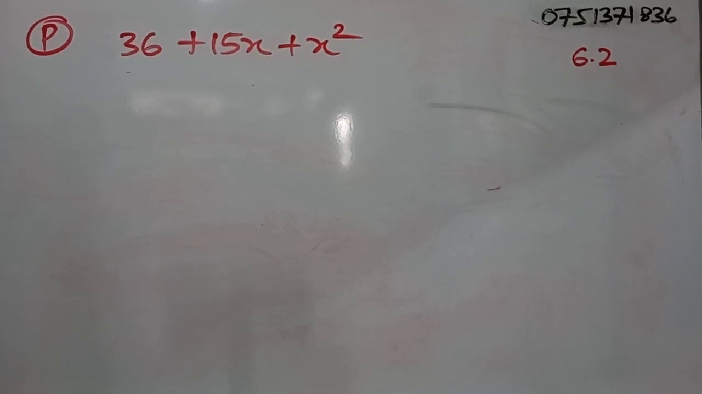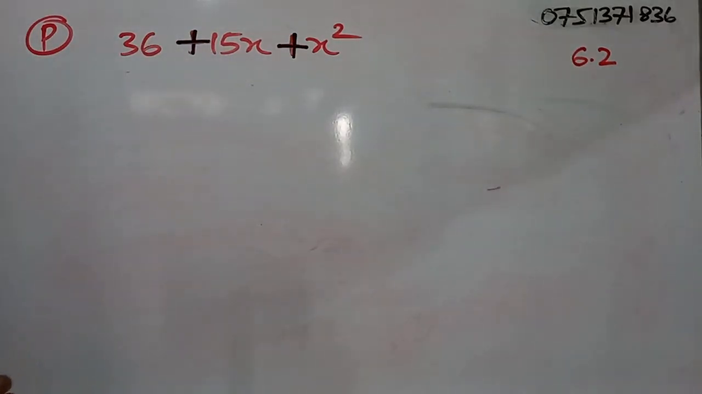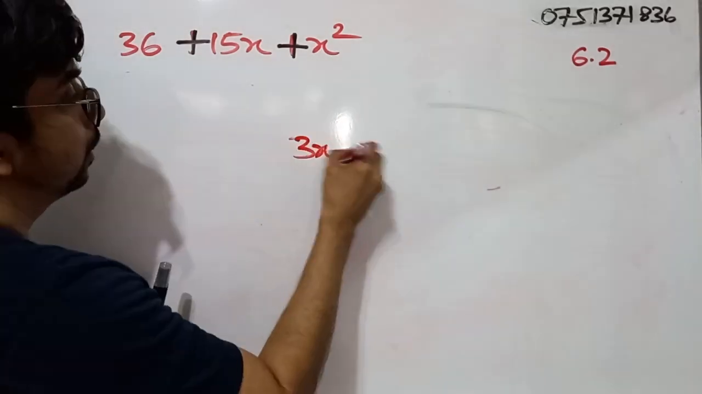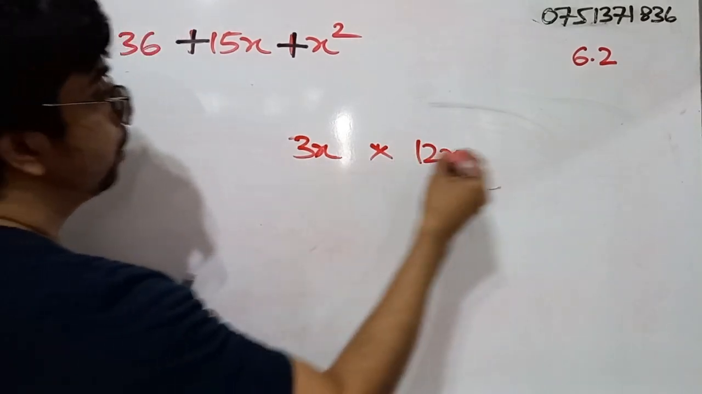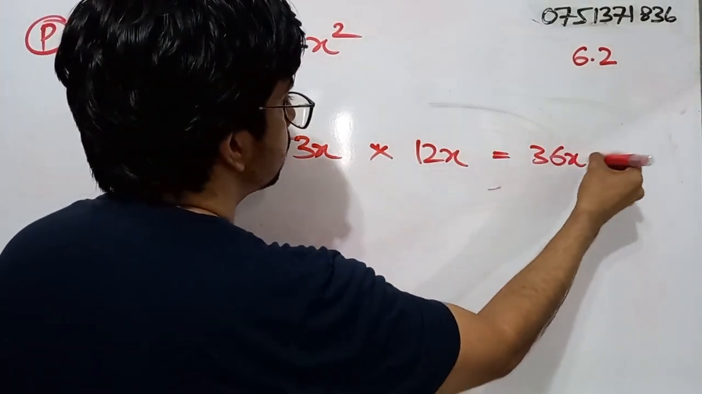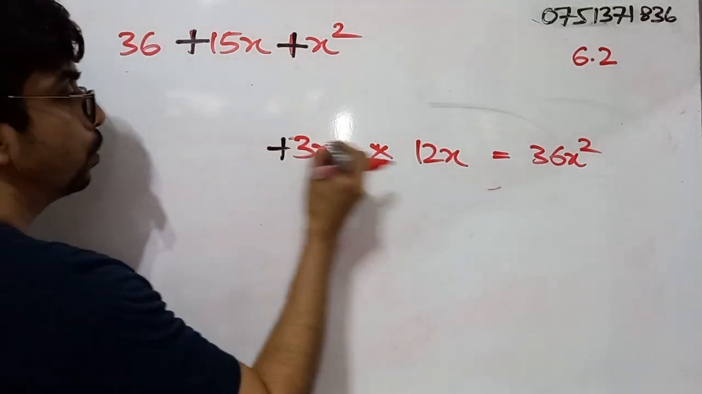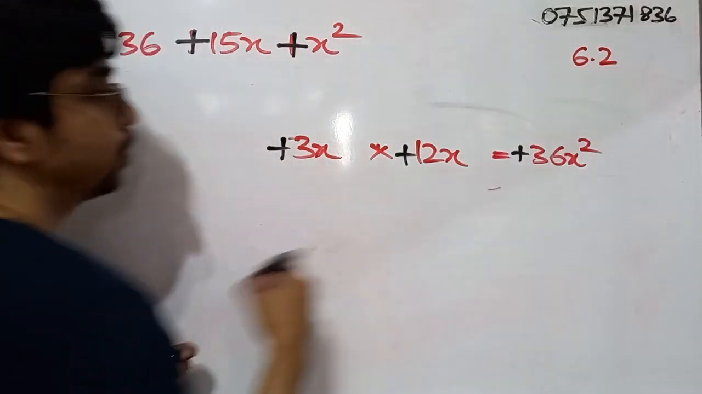Right. Here also the same thing. We have a plus here and a plus here. So 36x squared. So that means what should be the two factors? 3x and 12x, no? When we multiply these two, what do we get? 36x squared. This is plus and also this is plus. That means both of these two factors should be what? Positive. So the outcome is also positive.